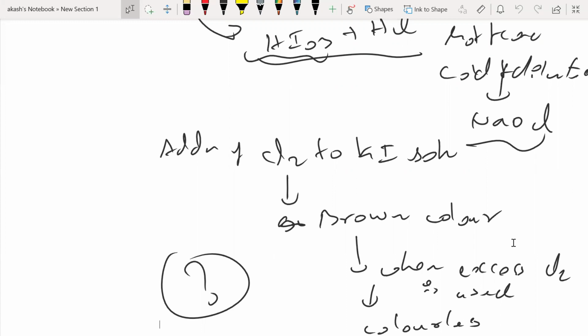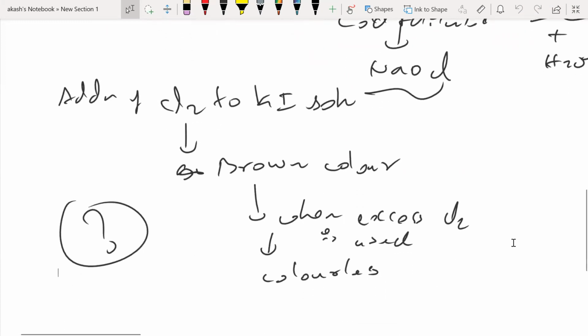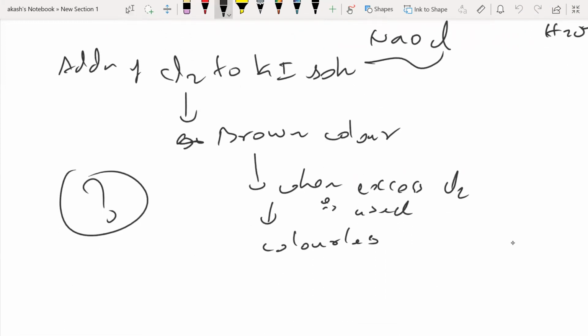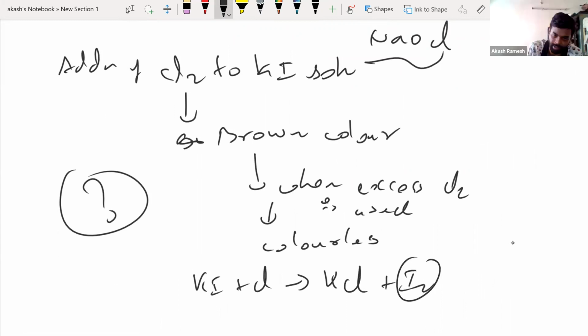Any answers, group 2? Yeah, tell me, Gana. I'm not sure, but I think it's because at first chlorine will oxidize. Tell me the reaction. KI plus Cl2 will give KCl plus I2. So I2 will give the brown color. Okay, fine. This is brown.